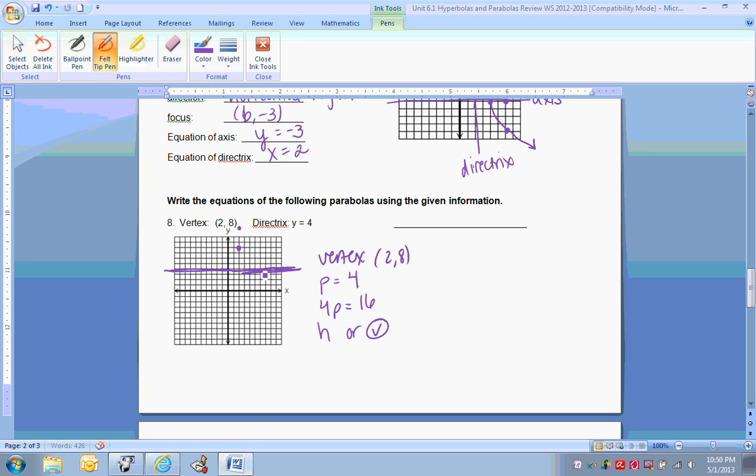So that gives me enough information because I know that since it's vertical, the x term is going to come first. So it's x minus 2 squared equals 4p, which is 16, times y minus 8. And there's my equation. Now I can finish out drawing my parabola because I know my focal width is the absolute value of 4p, which is the absolute value of 16. So I go 8 to the right and 8 to the left. And then I can draw it, connecting those 2 points.